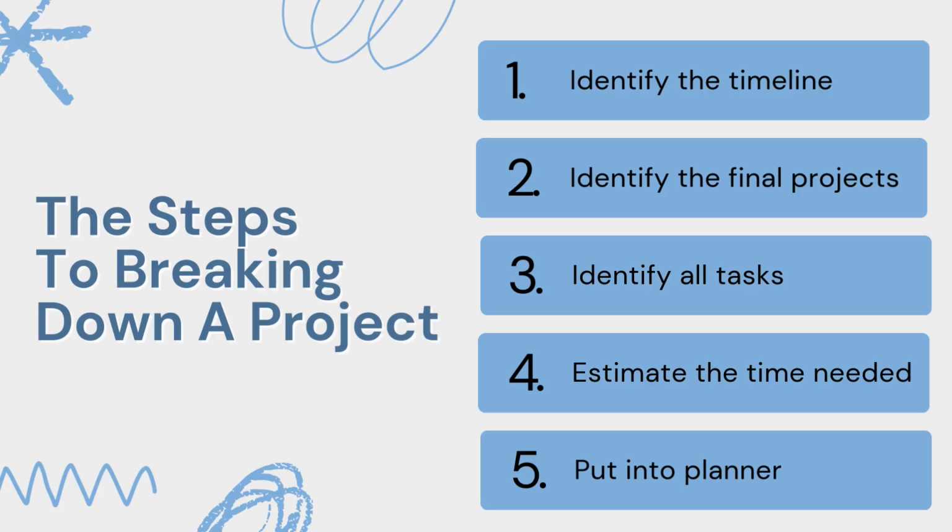Now, let's review the steps to breaking down a project. First, we want to identify the timeline. Then, we want to identify the final products. Next, we want to identify all tasks. Then, we want to estimate the time needed to complete those tasks. And lastly, we want to pull all of that into our planner.